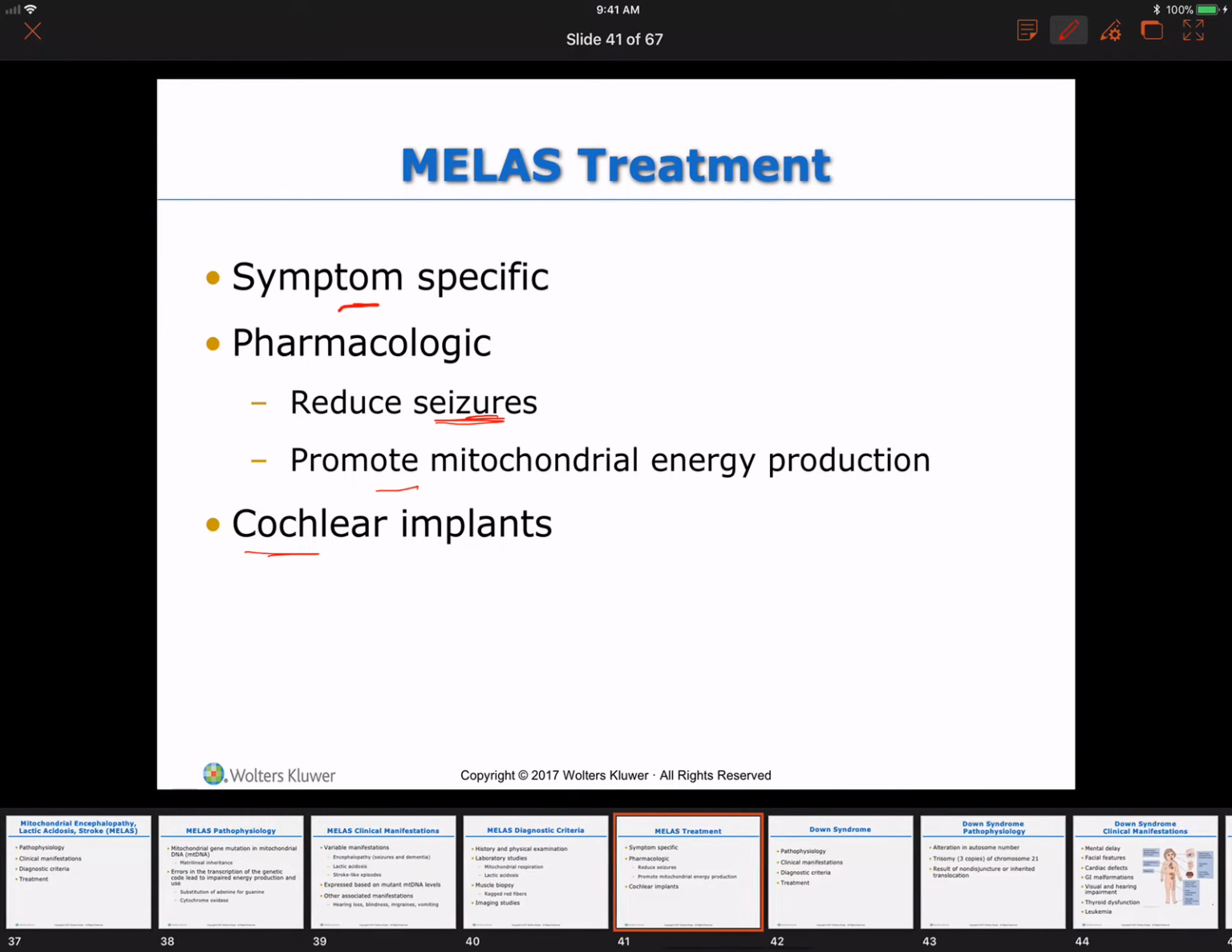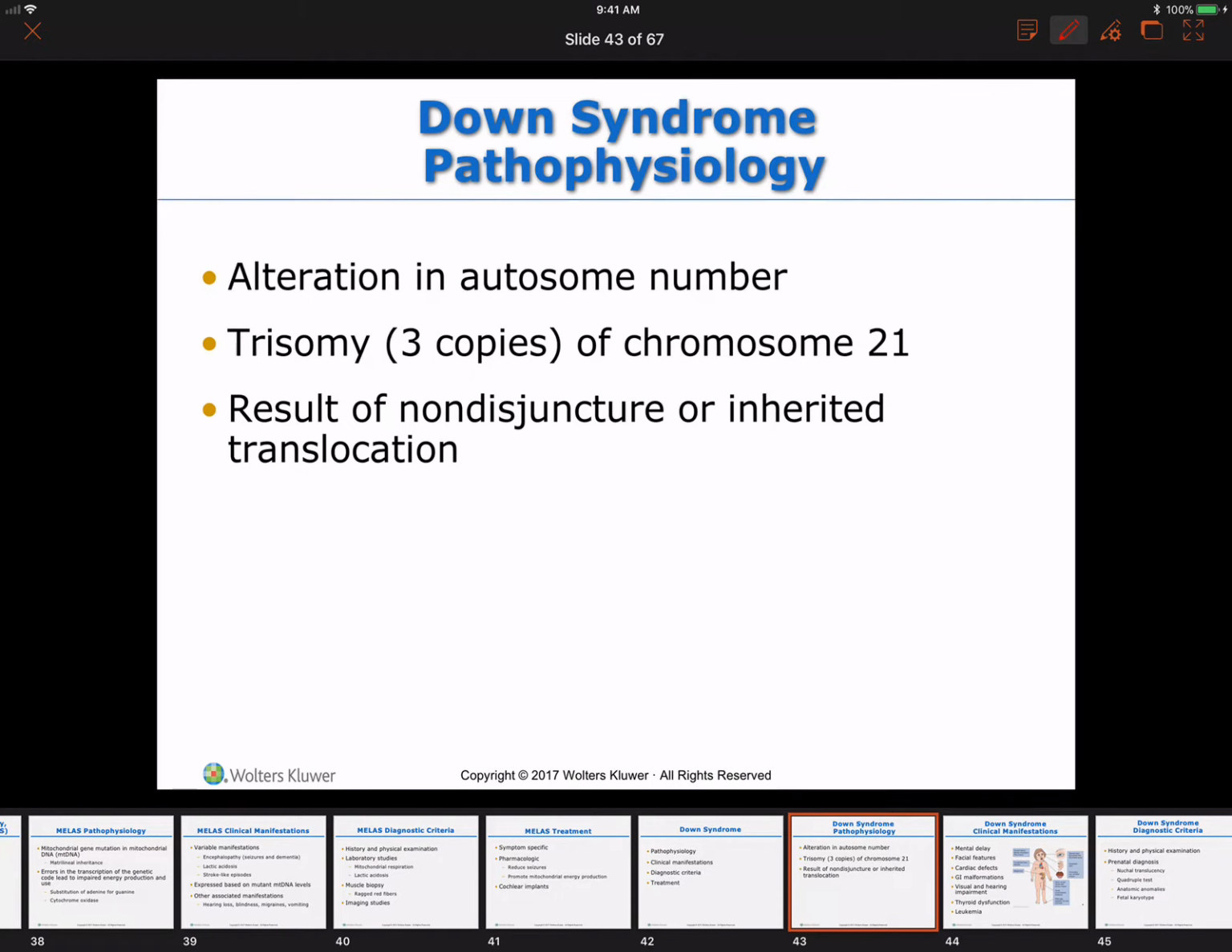All right, the next one on our agenda is Down syndrome. We said Down syndrome is an autosome number problem. It's an additional copy, so with 3 copies instead of the normal 2, a trisomy of chromosome 21. And now we know that this condition results from a problem with how chromosomes separate, so it's the non-disjunction.